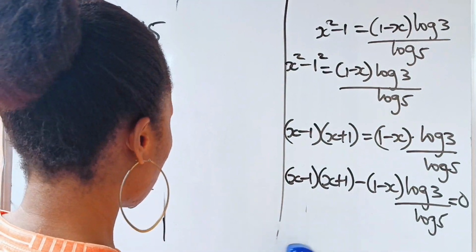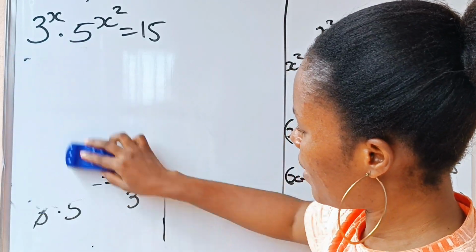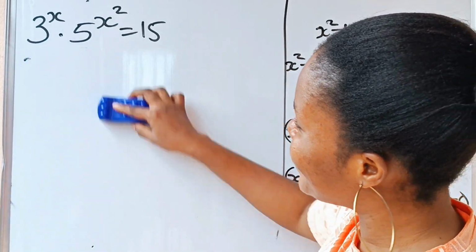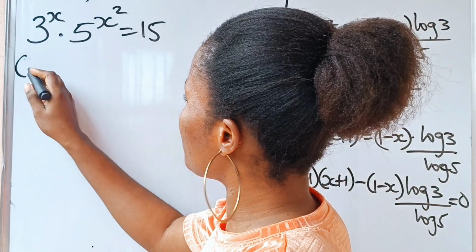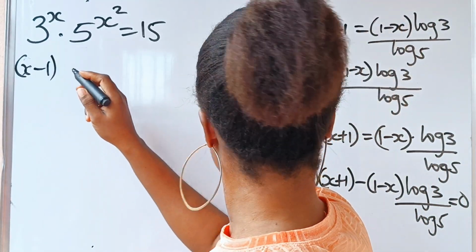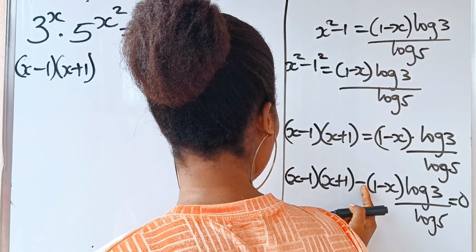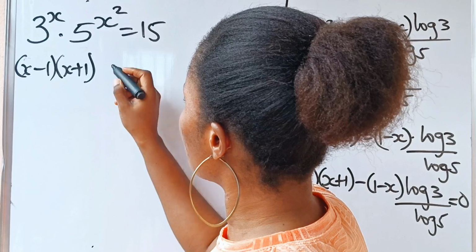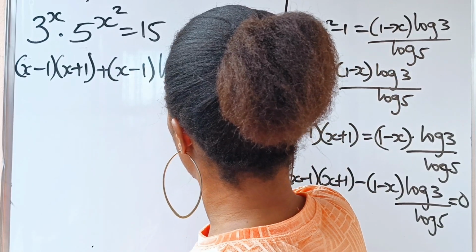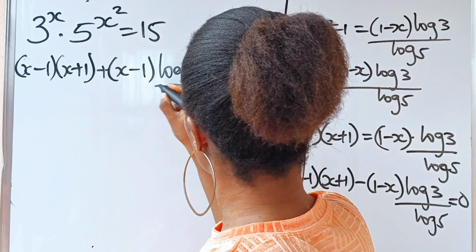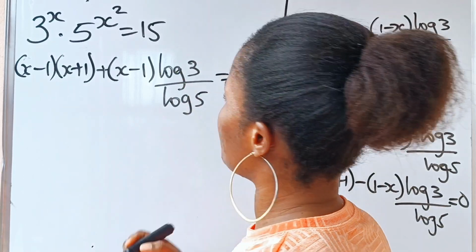I don't want to continue from here because of our board. I don't want you to miss any part of this lovely mathematics. So if I do that, this is what we are going to have: x minus 1 multiplied by x plus 1. Now instead of writing minus bracket 1 minus x, I'm going to write plus x minus 1 multiplied by log 3 divided by log 5 is equal to 0.